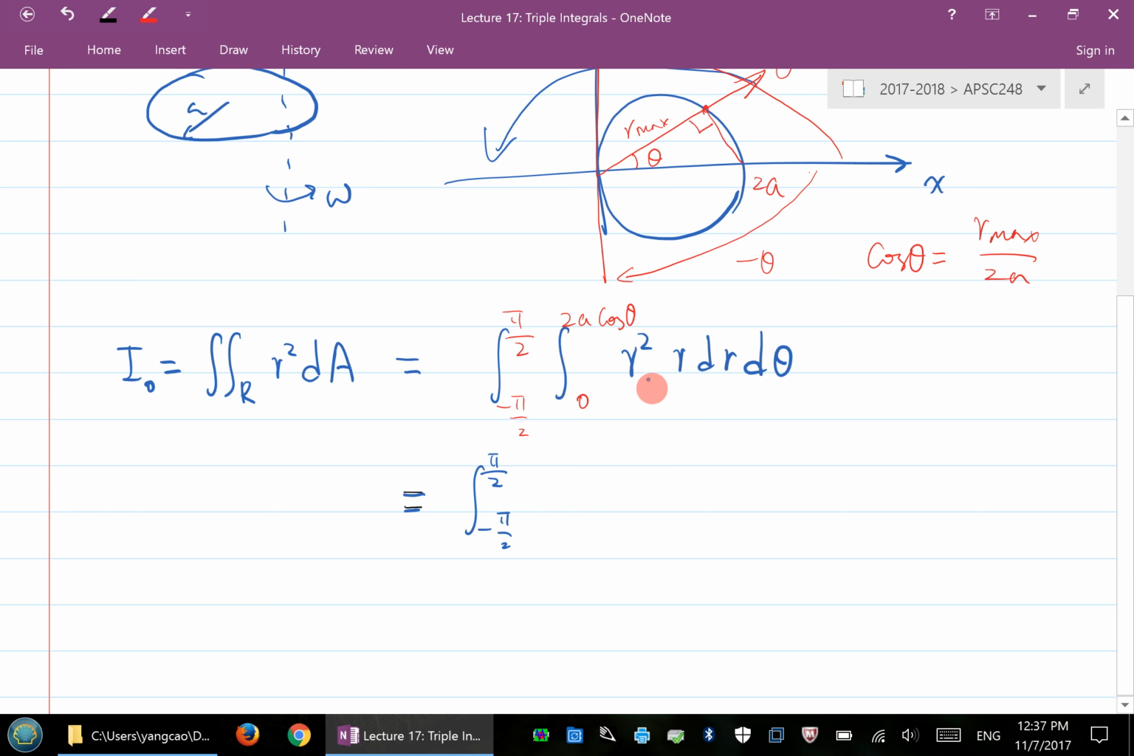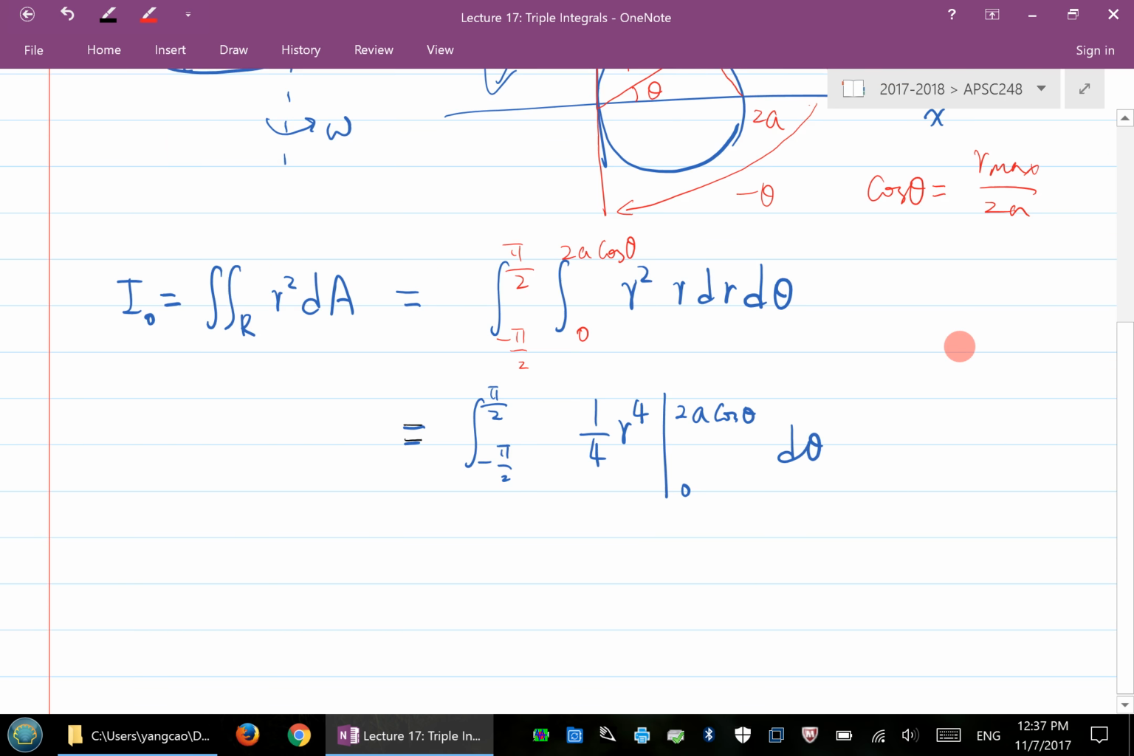And r cubed, the integral of r cubed is 1/4 r to the power of 4. And then you plug in the limit, which is 0 to 2a cosine theta d theta. Okay, so now the integral for the inside, this one here, plug in the limit. So 2a cosine theta, plug it here.